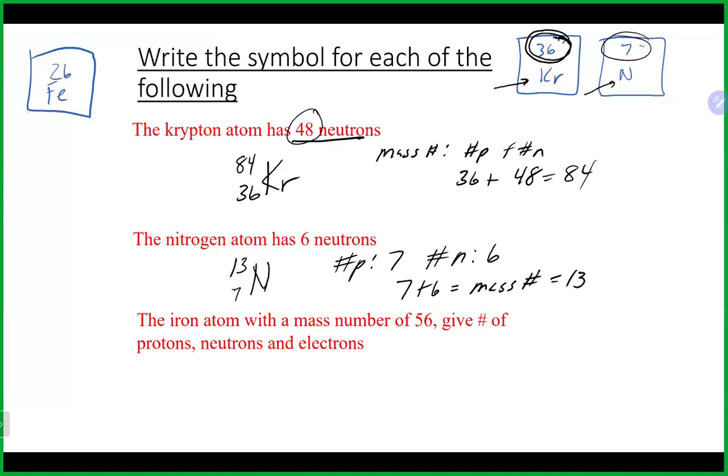Lastly, we have iron over here, and in this case, it actually gave us the mass number. So we would go Fe. And our mass number was 56 that they gave us, should go up on top. Once again, from the periodic table, we could get our 26. They also want to know, in this case, protons, electrons, and neutrons. So iron, in this case, has how many protons?